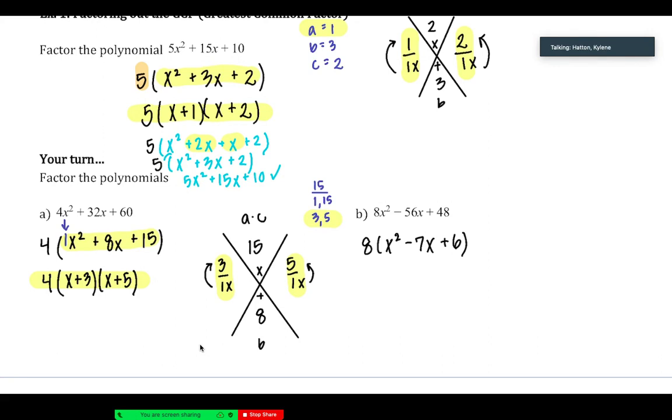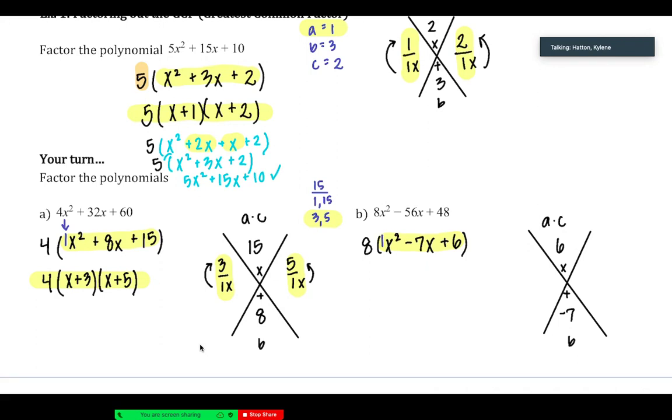And then I pulled out my greatest common factor, and now I need to try to factor this x squared minus 7x plus 6 further. So since it's a trinomial, we'll use the x method. So a times c on top, which is 1 times 6, so 6 on top. B on bottom, which is negative 7. And then I need numbers that multiply to 6 but add up to negative 7.